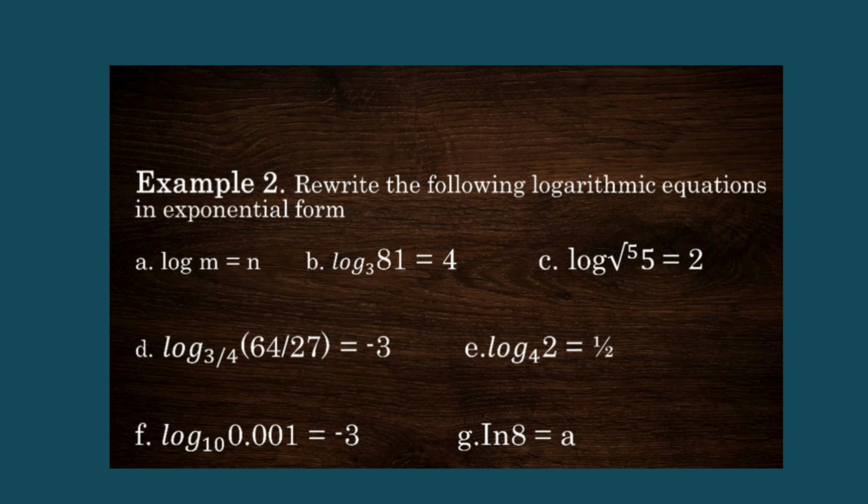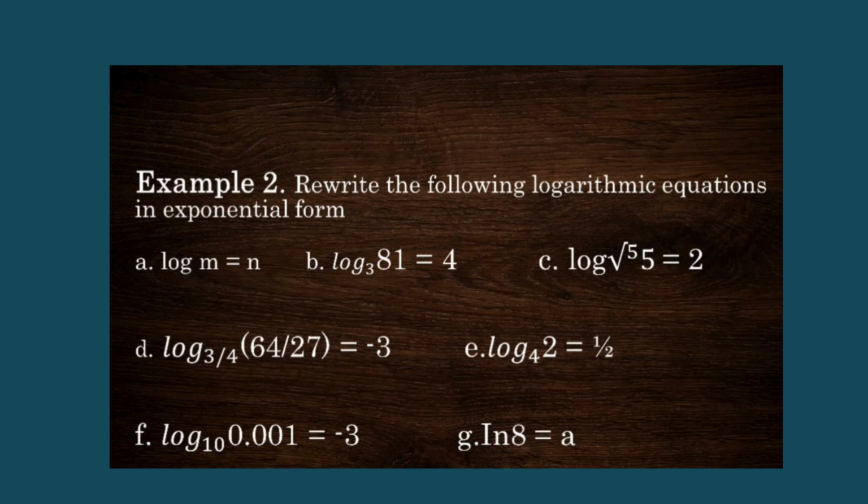So here, for our example, rewrite the following logarithmic equations in exponential form. This is the reverse, the opposite. So from logarithmic to exponential form. First we have log m equals n. This is an example of a common logarithm. Automatically our base is 10.